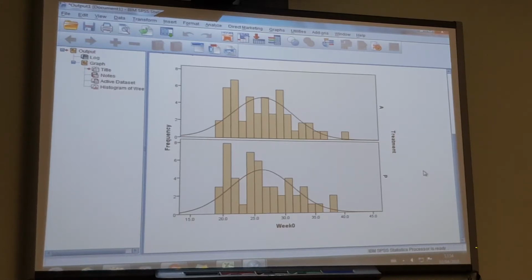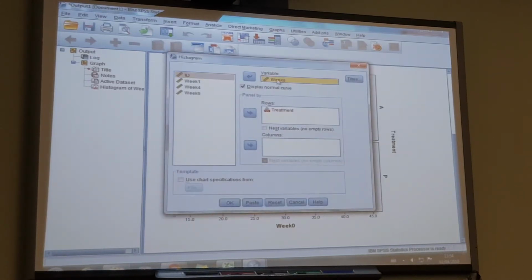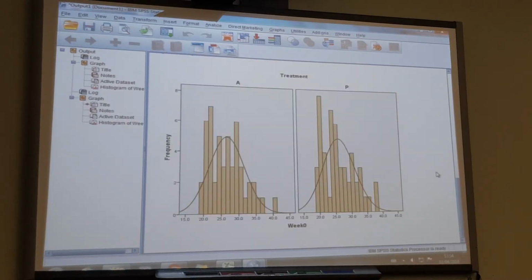I added this line. Just put the line, the button. How you do that is here, histogram. So you put Display normal curve. One quantitative variable. You put the treatment here. You could put it as a column as well. So you get something like this, right?